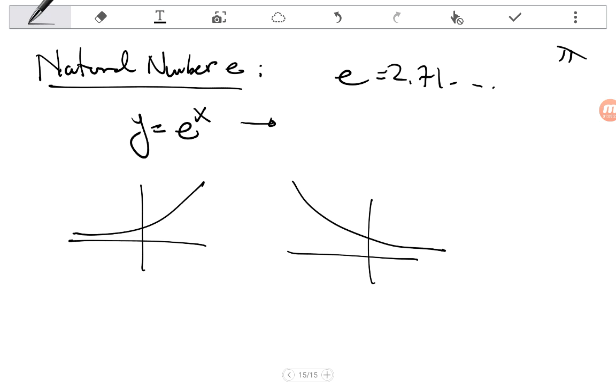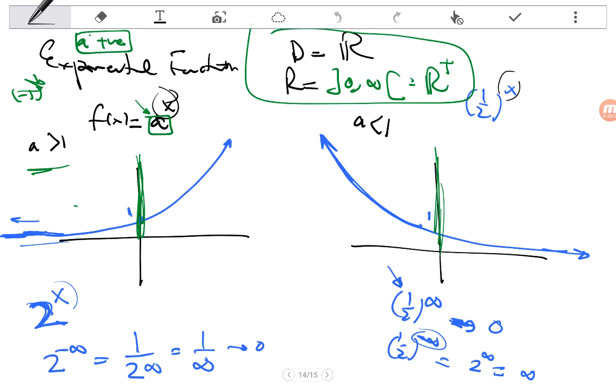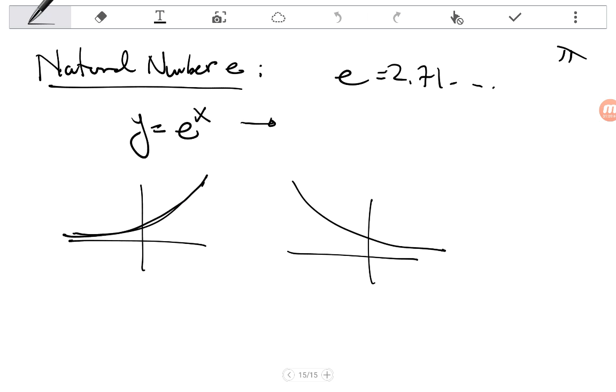I'll just give you a hint. So look at this again. What would be the graph of e power x? Would it be the left one or the right one? The left one. Yes, the left one, because e is greater than 1. So the graph would be something like this. So this is the most important exponential function, and the most simple also. We will know why, by the way.